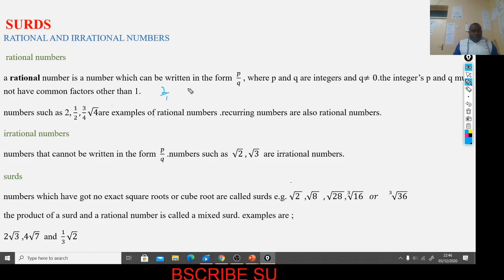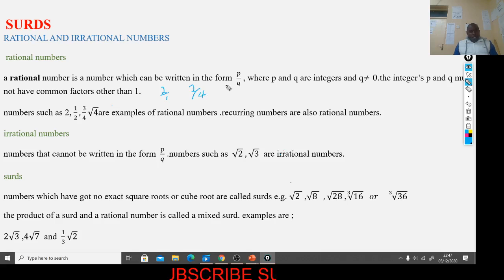What about if we talk about 2 over 4? Unless you simplify it to be 1 over 2, and therefore it becomes a rational number. Now 2 over 4 as it stands is not a rational number because it has what we call a common factor. It is not rational because there is a common factor of 2. It's not irrational either, because irrational numbers have square roots.